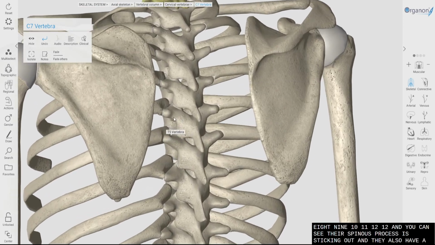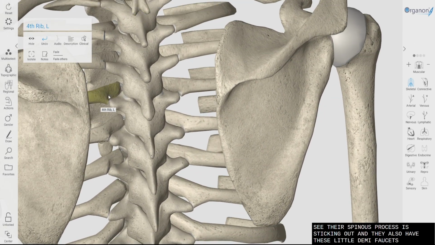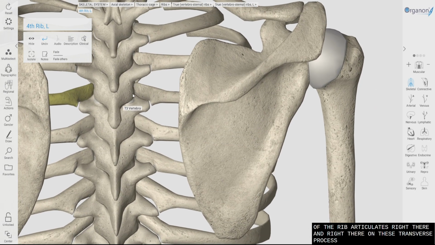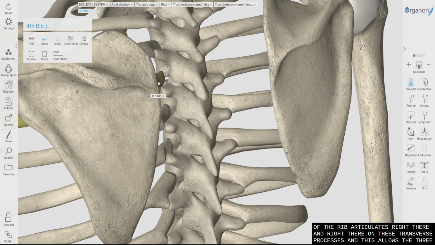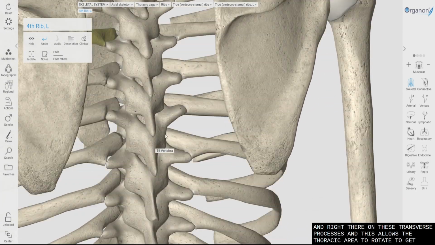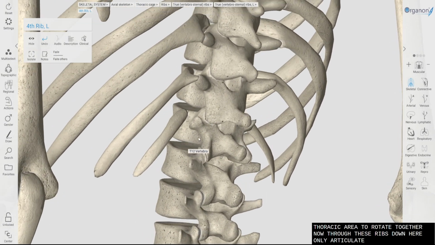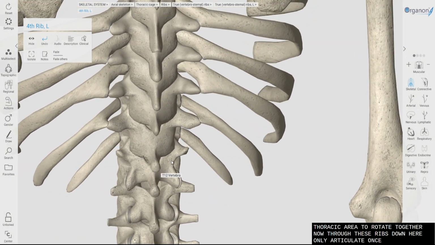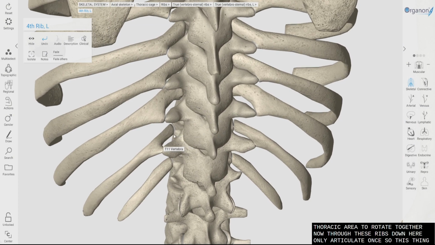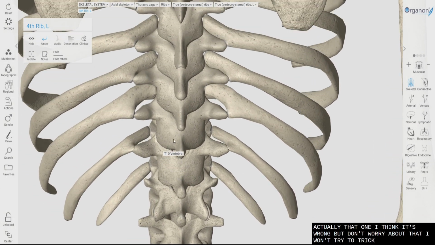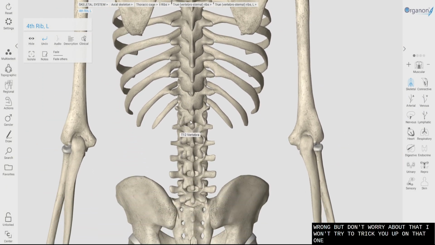And they also have these little demifacets where the ribs articulate. So this is the head of the rib. So it articulates right there and right there on these transverse processes. And this allows the thoracic area to rotate together. Now, two of these ribs down here only articulate once. So this actually, that one I think is wrong. But don't worry about that. I won't try to trick you up on that one. Like I said, these programs aren't perfect.